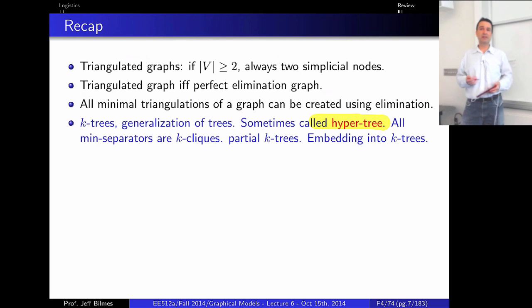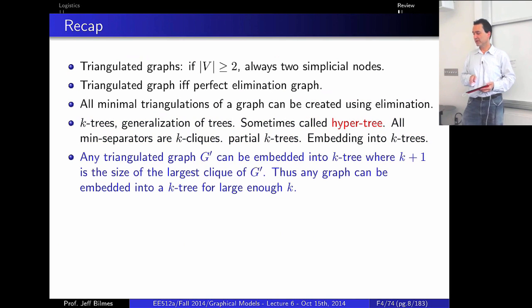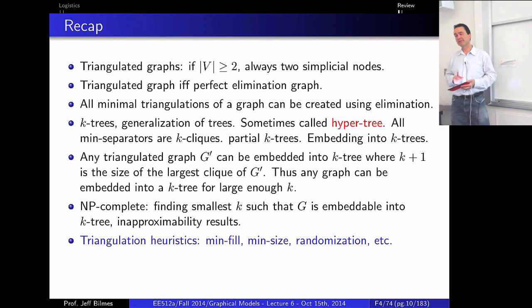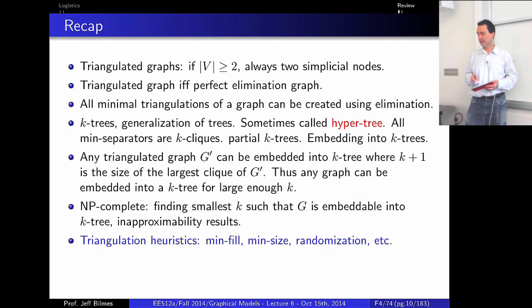And we also talked about the notion of embeddability. We can always embed a graph into a K-tree for a large enough K, and we talked about a procedure for doing that. That's basically this property: any triangulated graph G prime can be embedded into a K-tree where K plus 1 is the size of the largest clique in G prime. So that means that any graph can be embedded into a K-tree, right? Because any graph can be embedded into any of its triangulations, and any of its triangulations can be embedded into a K-tree for a large enough K. The problem, of course, is to find the smallest K such that the original graph can be so triangulated and then embedded into a K-tree, but that's an NP-complete problem. We also talked about various inapproximability results associated with that problem, and therefore we resorted to various heuristics for triangulating a graph: min fill, min size, and various randomization variants.